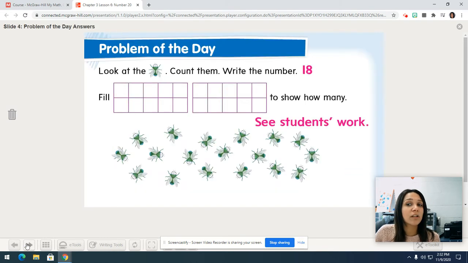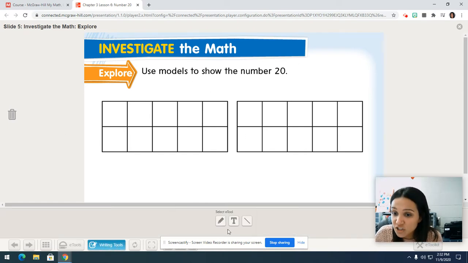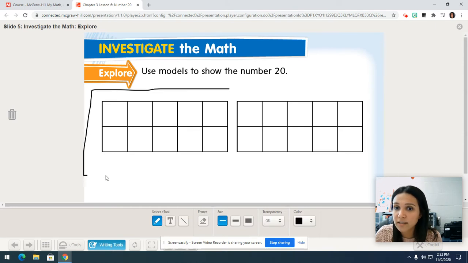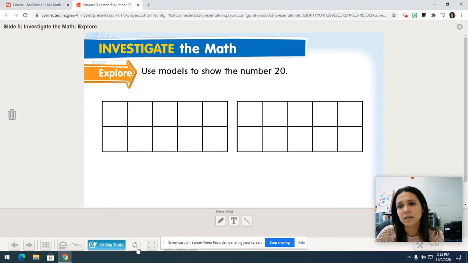So I do want to go over a little bit of review, okay? When I'm looking at this page right here, you guys already know what this picture is called. This is called a what? A 10 block. Great job. Echo me, 10 block. Well, why do we call it a 10 block? Because how many blocks are in this frame? 10 blocks. Good. So this is a 10 frame, but we like to call it a 10 block frame.